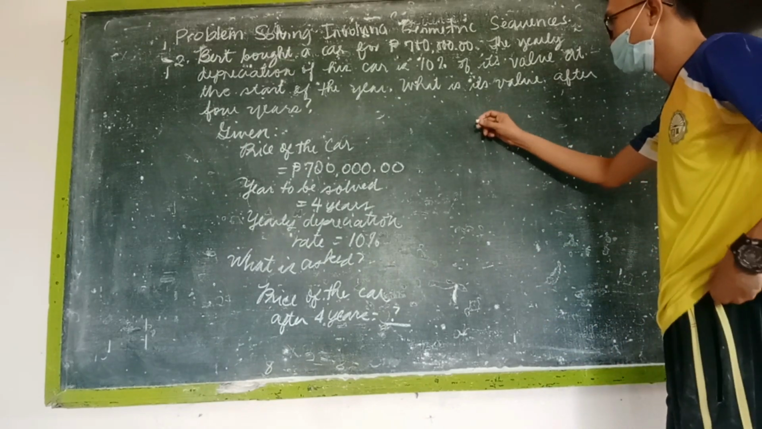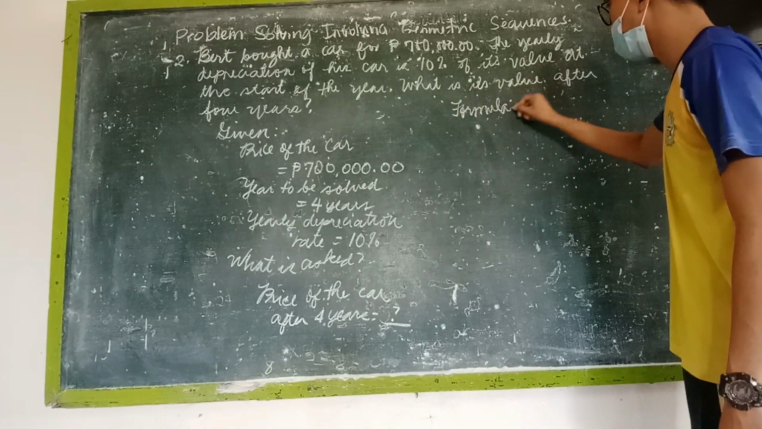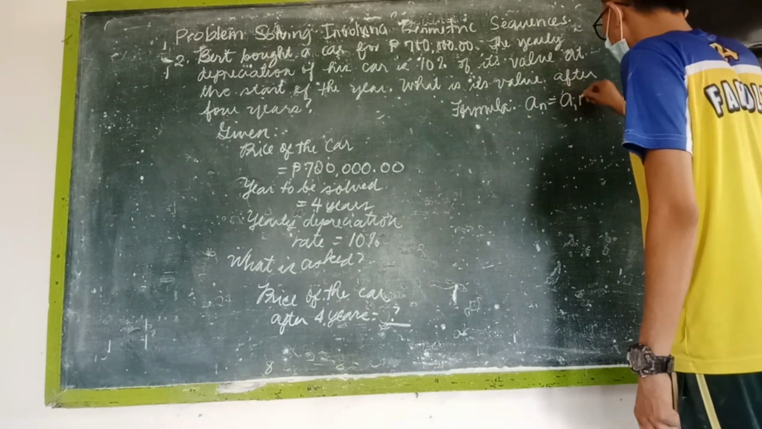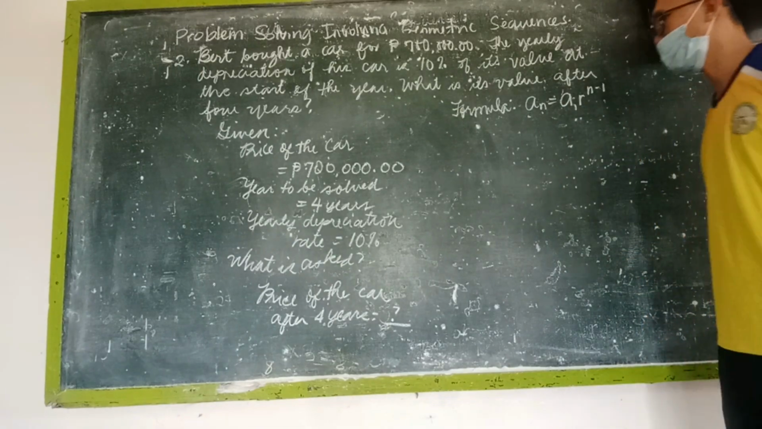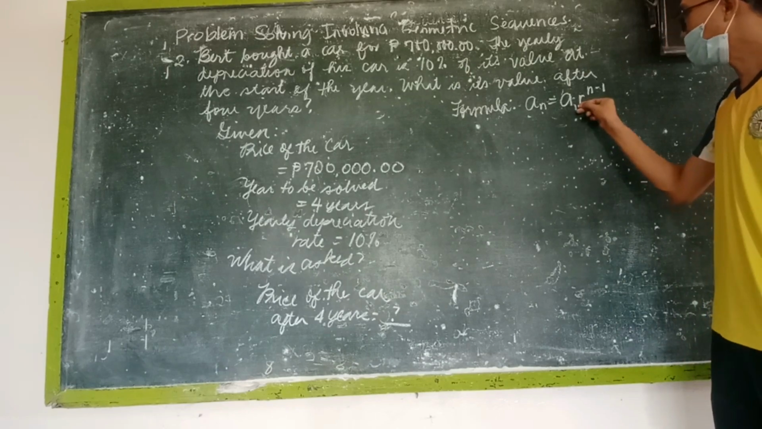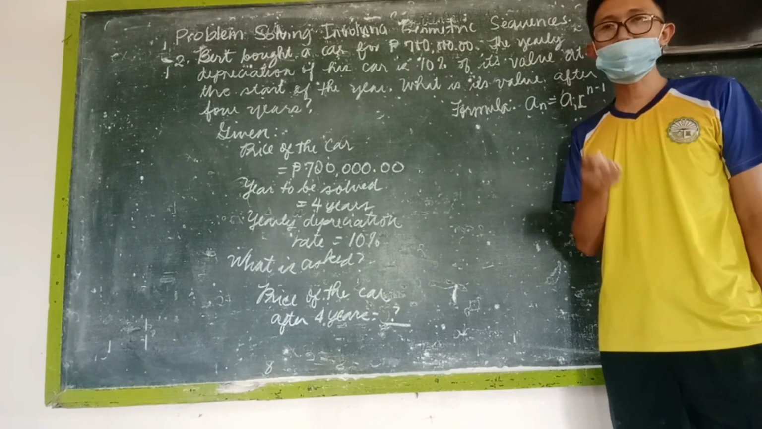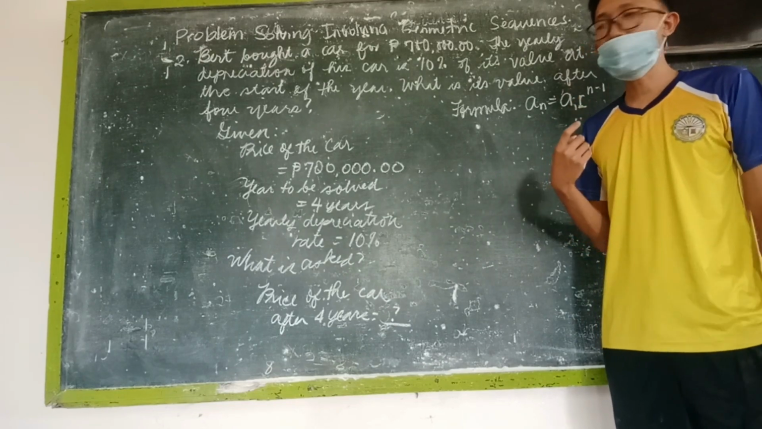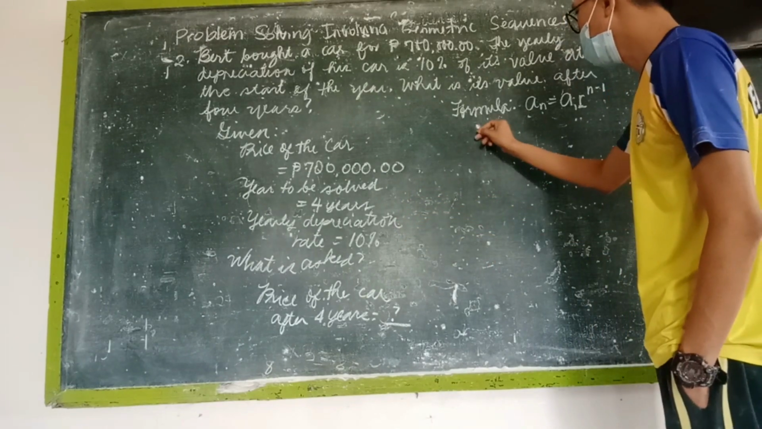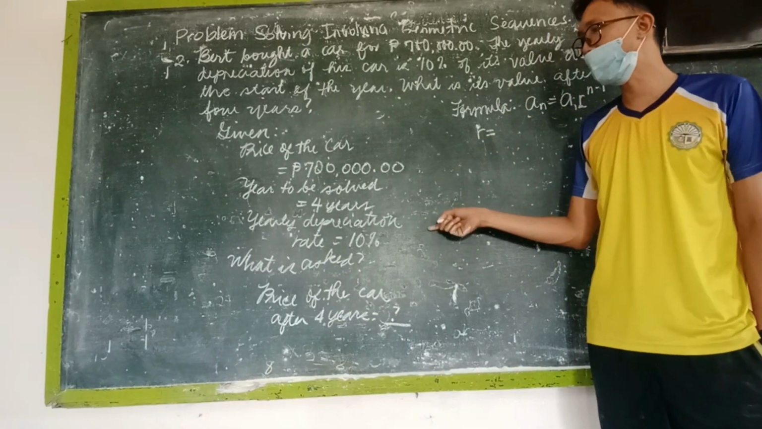So, the formula we are going to use is a sub n is equal to a sub 1 r raised to the power of n minus 1. So, ito ang ating gagamitin natin. Pero tanong, ang r ba natin dito is 10%? So we cannot say that ang r natin is 10%. So, bakit hindi siya 10%? It's because we are dealing about the depreciation rate.